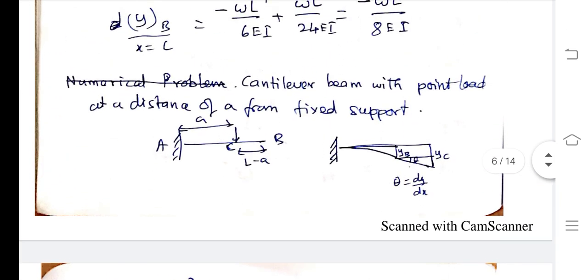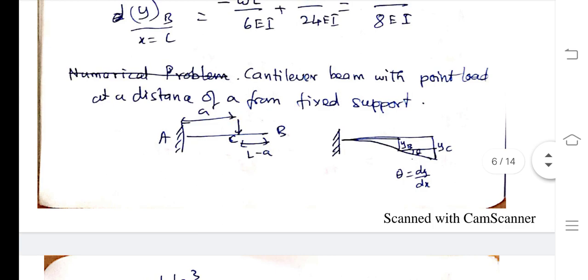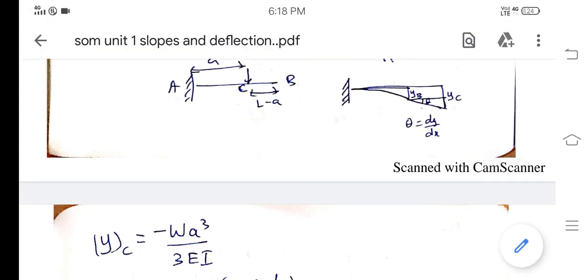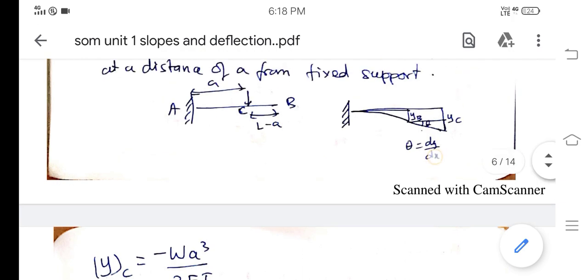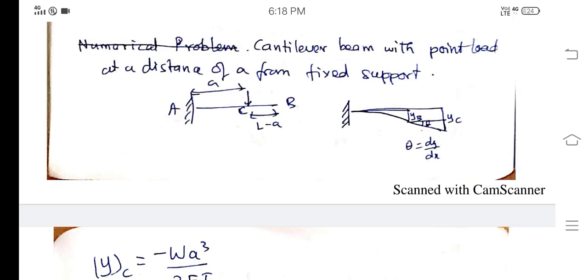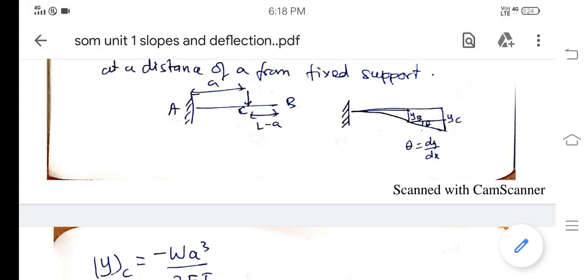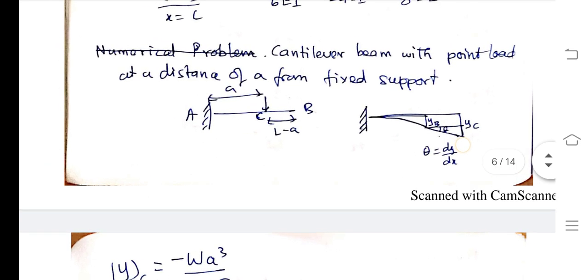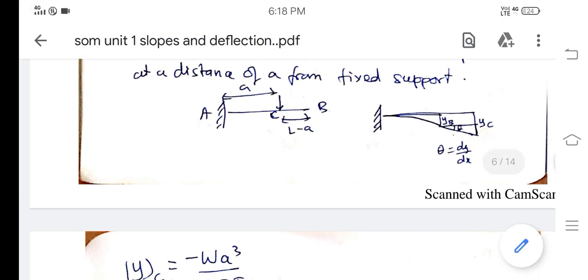This is another case I am showing: a cantilever beam with a point load at some distance from the fixed end. You can see that the point load is not at the free end, but in between A and B. For this, from A to C it will deflect in a curved path, and after that it will deflect in a straight line.